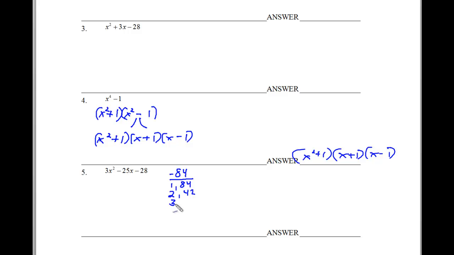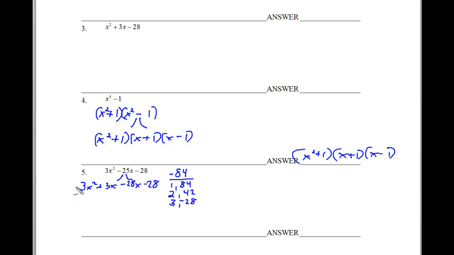Now let's try 3 and 28. Now that actually does make 25 if I subtract the 28. Now what's important about that is you'll notice that the 28 has to be negative, not the 84. So let's split this up. So if I split this up, this is going to be 3x squared plus 3x minus 28x minus 28. I just took the 25x and split it with the 3 and the negative 28.